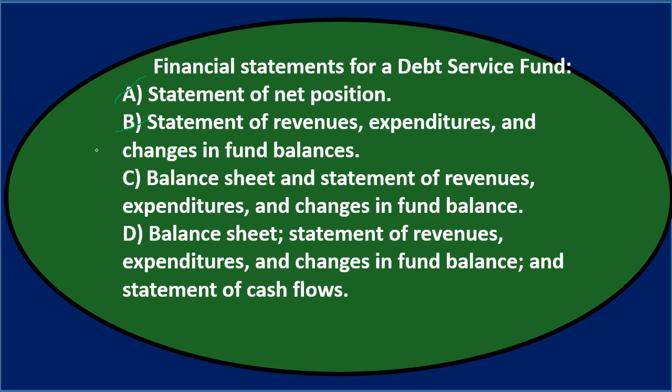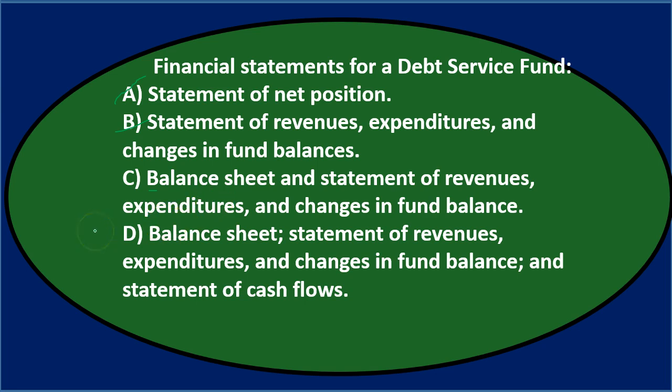C says the balance sheet and statement of revenues, expenditures, and changes in fund balance. So now we have a different name. We've got a balance sheet as opposed to the statement of net position. They're both balance sheet-ish type terms. And we have what you would think of basically as the income statement. So that would be the minimum. You would expect that to be the case, so I'll keep that one for now.